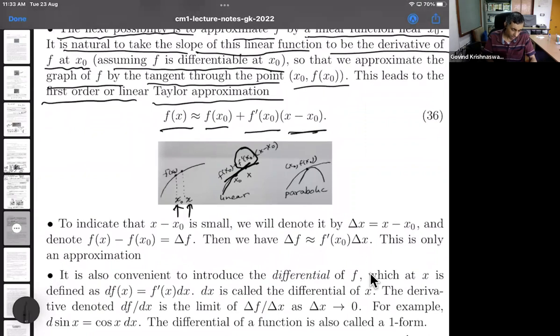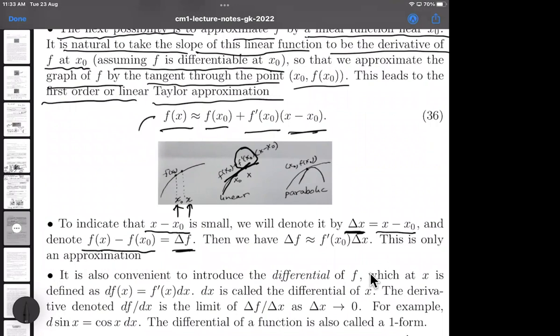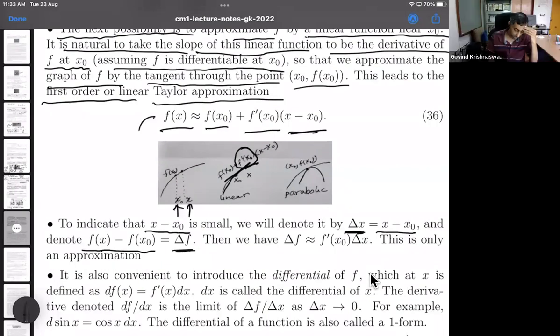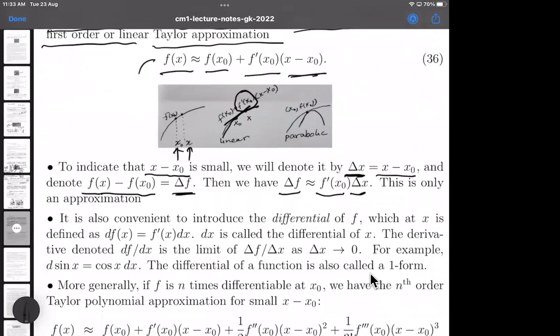Now, to indicate that x minus x naught is small, we will denote it by delta x. Delta x is a shorthand for x minus x naught, and we will also call the difference of f from its value at x naught by delta f. So I have defined delta x and delta f. From equation 36, we can write this formula as simply saying that delta f is approximately f prime of x naught times delta x. So this is simply an approximation.